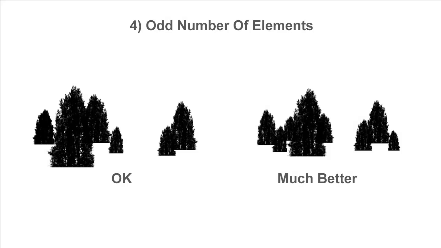Tip number 4 is an odd number of elements. Frequently, clumps look better when they contain an odd number of individual elements, like 3, 5, or 7. And clumps with an even number of elements, like 2, 4, or 6, tend to not quite feel as balanced.